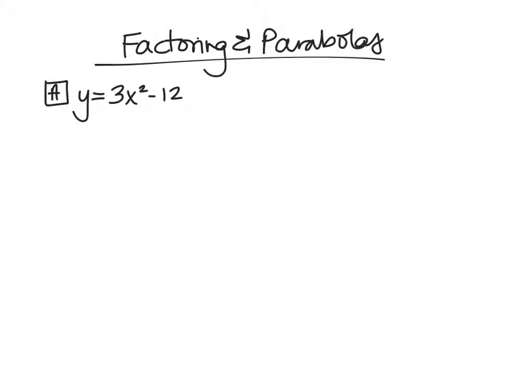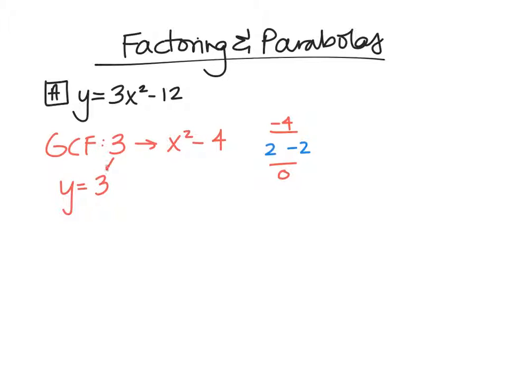So remember, the first thing that we should always do is take out our GCF. So our GCF here is 3, which is going to leave me the equation x squared minus 4. And this is an example of that difference of squares. And if you don't see it right away, you can just set this up: -4, there is no middle term, so 0. And you should get +2, -2. So when I write my factors, my factored form is going to be, let's see, y equals 3, because that's a factor, (x plus 2)(x minus 2).